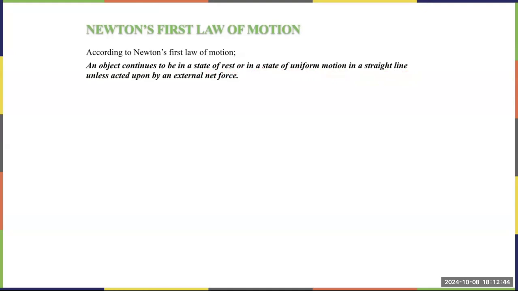Now, if we want to change the state of rest or the state of uniform motion in a straight line, we need to apply an external force. But if there is no external force, then it will continue to be in the state of rest or a state of uniform motion in a straight line. Make sense? Right?